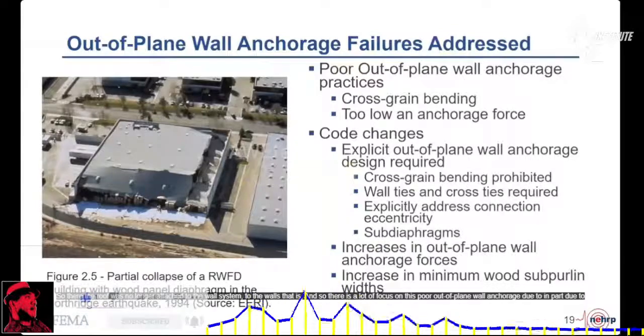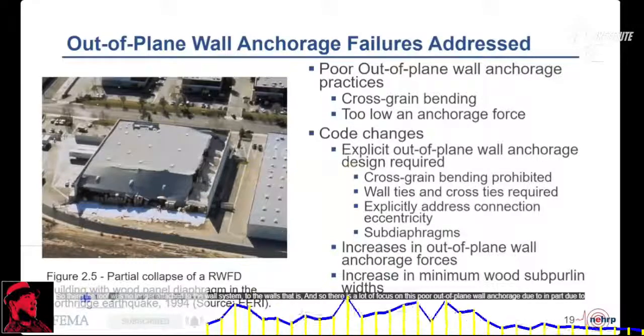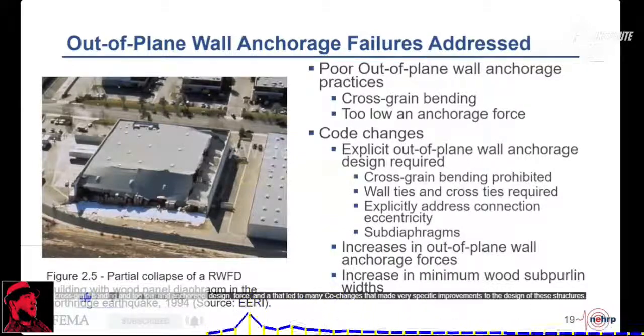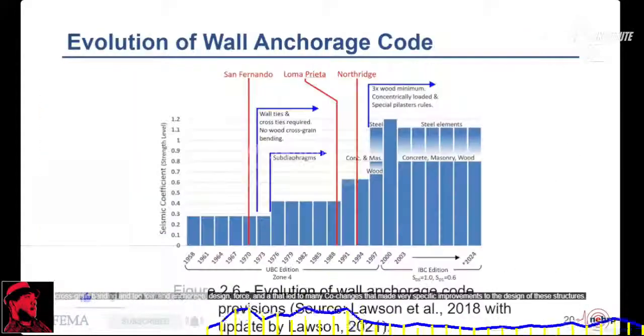And so there's a lot of focus on this poor out-of-plane wall anchorage due, in part, to cross-grain bending and too low an anchorage design force. And that led to many code changes that made very specific improvements to the design of these structures.